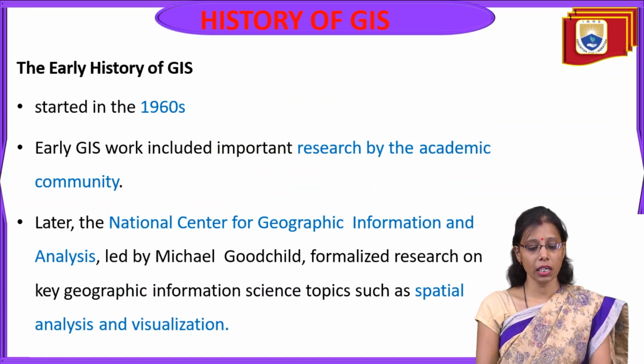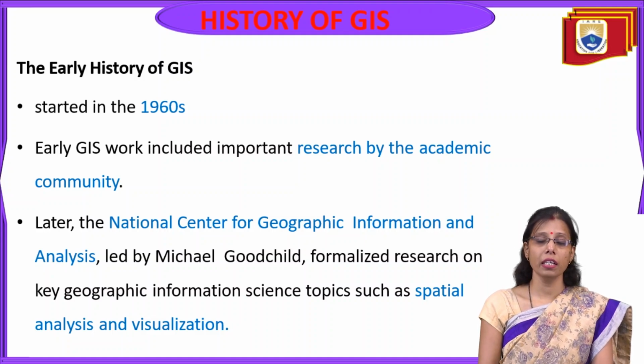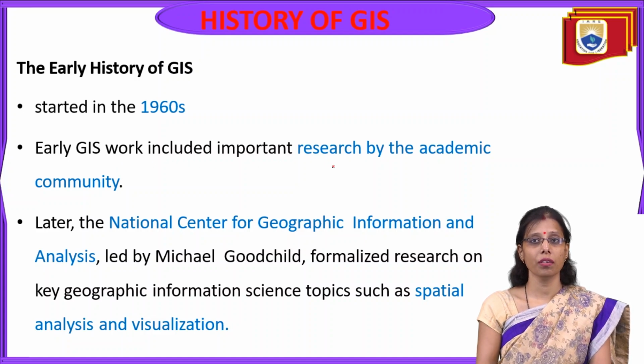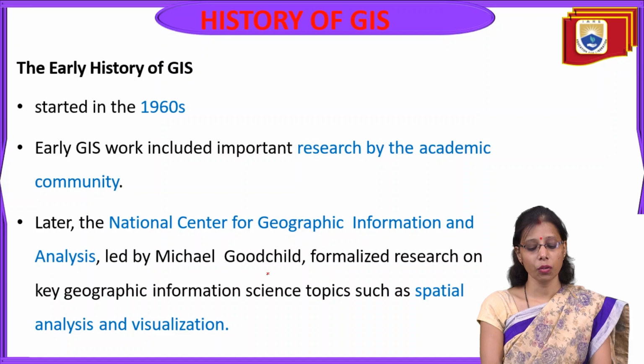Now, if you see the early history of GIS, as we have seen in the previous slides also, it started in the 1960s and early 1970s. So early GIS work included important research by the academic community. Later, the National Center for Geographic Information and Analysis, led by Michael Goodchild, formalized research on key geographic information science topics such as spatial analysis and visualization.